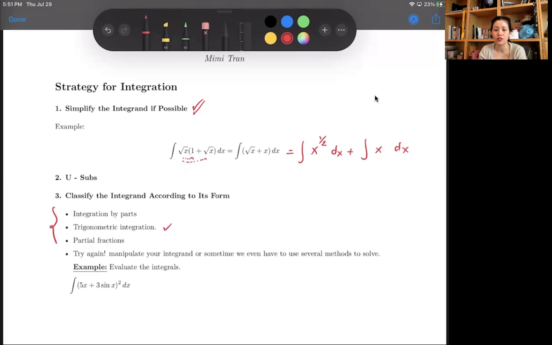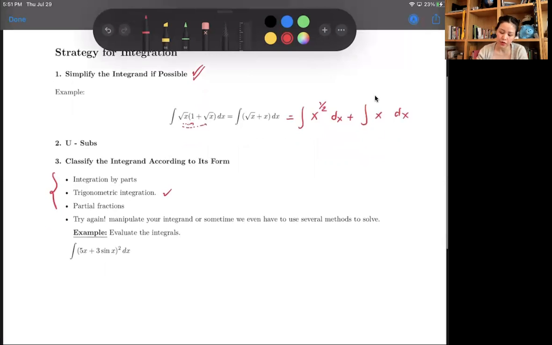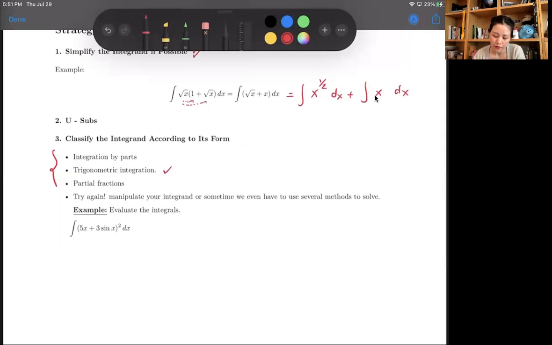Manipulate your integrand or something. Sometimes we even have to use several methods to solve. Okay, so just manipulate, massage your things around. Eventually you'll be able to solve it. Okay, I don't think your professor is going to give you something that you cannot solve or something that requires graduate knowledge. Okay. All right.